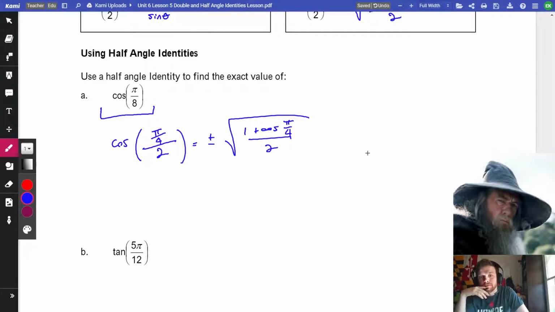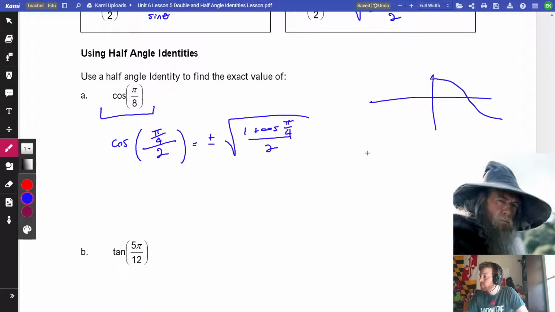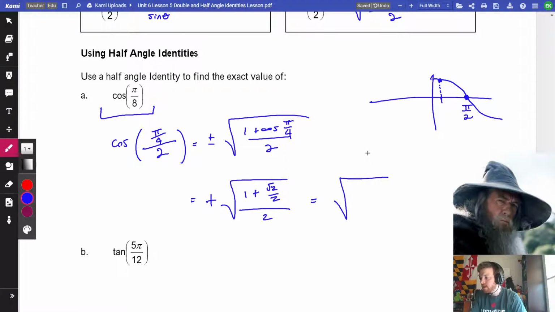Cosine pi over 8, is that positive or negative? Here's a cosine graph. Pi over 8, which is right here, is totally going to be positive. So we're going to go with the positive one. Positive square root. 1 plus cosine pi over 4, that's root 2 over 2, divided by 2. I'm going to stop writing the positive. Let's see, we have 2 plus root 2 over 2, all over 2.